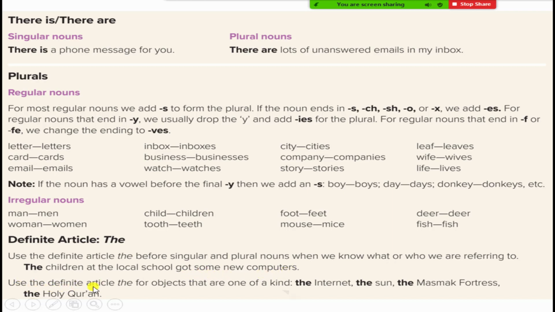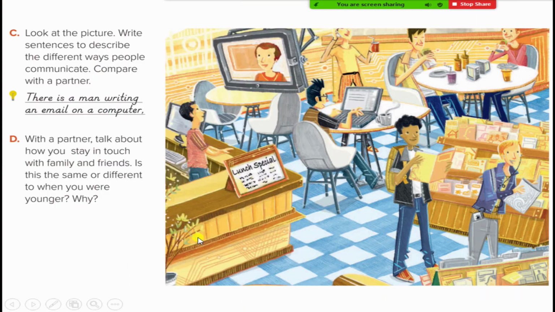Use the definite article the for objects that are one of a kind, meaning something unique, like the internet, the sun, the Masmic fortress, the Holy Quran. These things have no equivalent, there is only one of each, so we use the definite article with them. Let's practice.